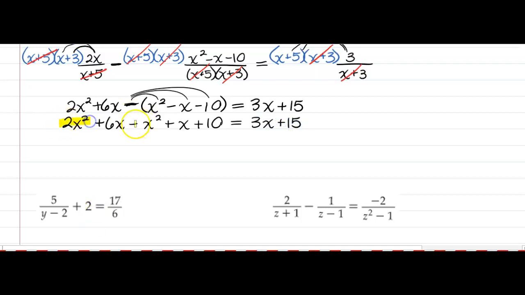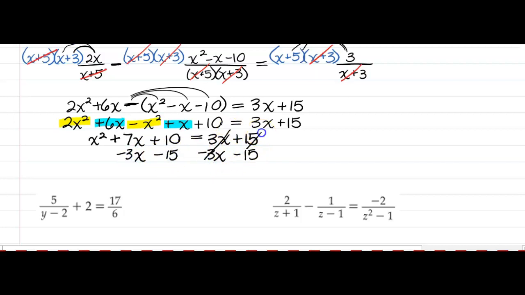Combining our like terms, we're left with x squared plus 7x plus 10 equals 3x plus 15. I'm going to move both of these terms to the other side by subtracting 3x. And in the same step, I'm going to subtract 15. Now I have x squared plus 4x minus 5. When I factor this, I'm thinking, what multiplies to give me negative 5 and combines to give me 4? That would be positive 5 and negative 1.